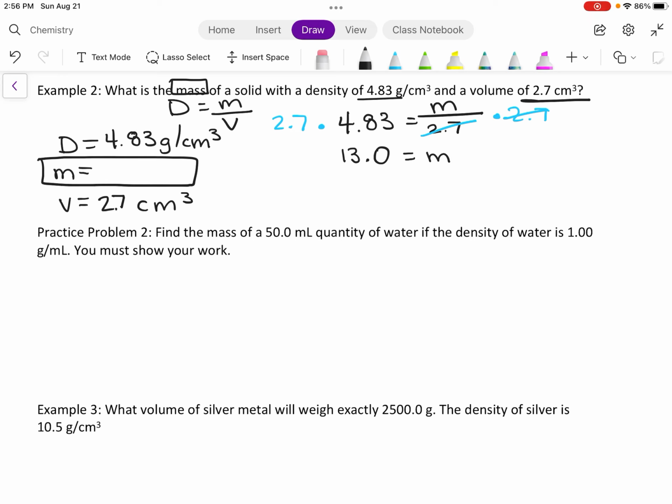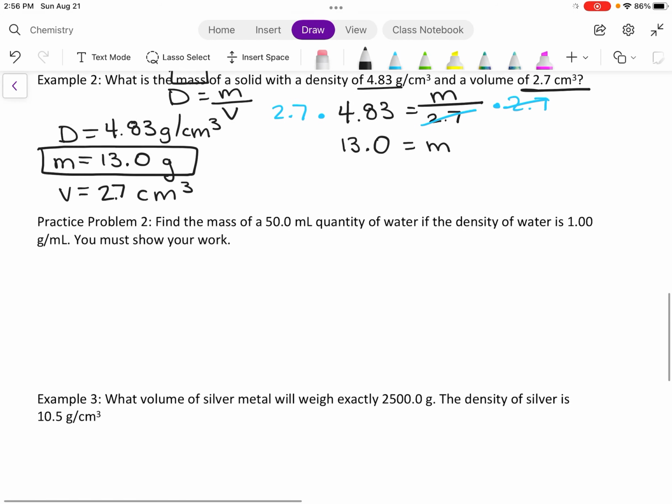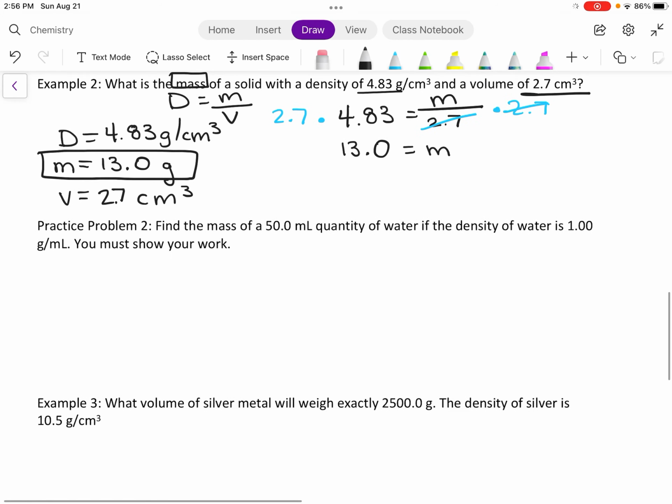And that is the answer to our problem. And I'm going to do that math one more time. I have 2 answers on my answer key. So 2.7 times 4.83. Yep, that's right. 13.0. And mass is measured in grams. Okay, so y'all should stop the video and do practice problem number 2. It is done like example 2.